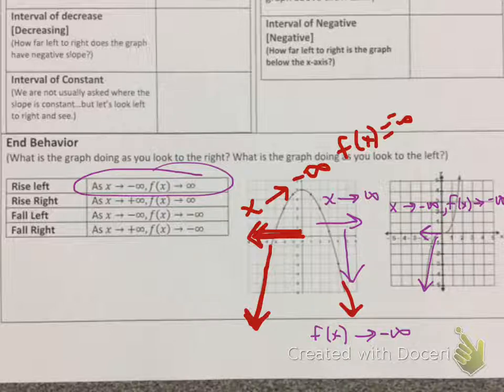Then if I look at this other side, what's happening over here, as my x values are going towards positive infinity, because my x's are getting bigger and bigger this way, what are my f of x values doing? Well, my f of x values are going up, so they're going towards positive infinity. So that's what end behavior is. It's looking at the ends of the graph and deciding which direction they're going.